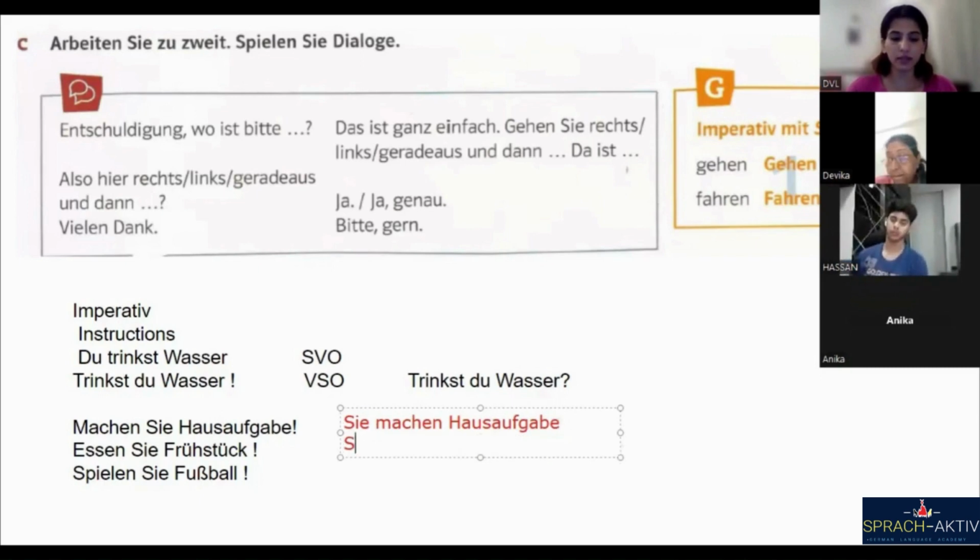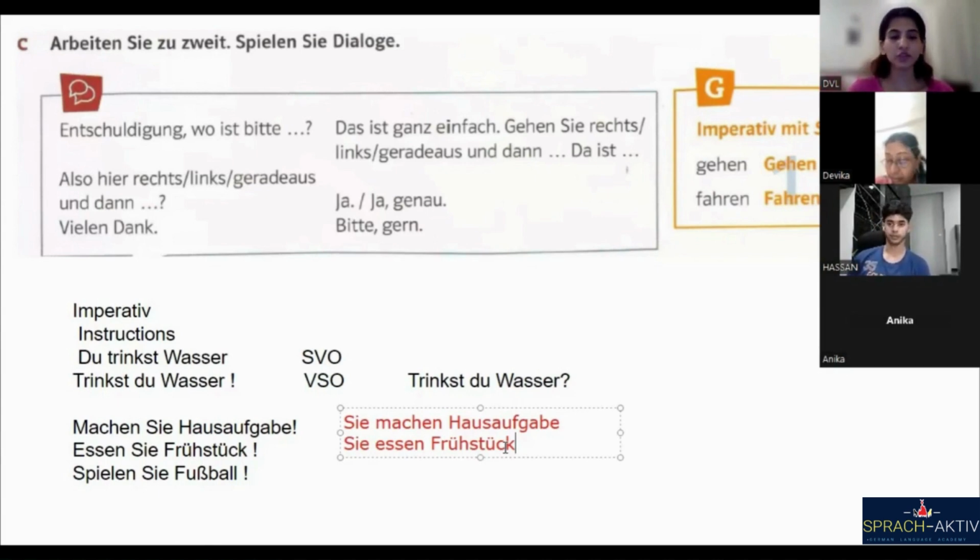Right? Next. Sie essen Frühstück. What is Frühstück? Frühstück is breakfast. Abhi aaj wale chapter mein hum karenge. Essen is eat, to eat. Essen is the verb to eat. So this is Sie essen Frühstück. Aap breakfast kha rahe ho, right? And if I want to say instruction ki aap breakfast khao, to essen Sie Frühstück.